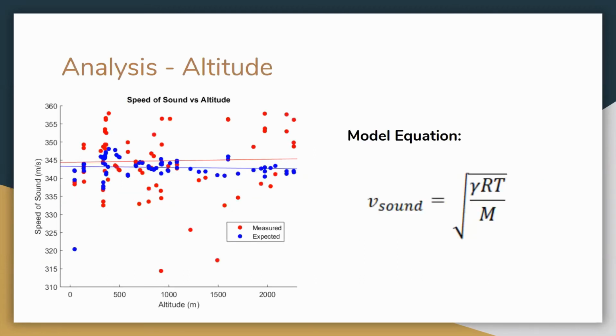This is the calibrated altitude graph. The speed of sound measurements are very scattered, and there appears to be no clear positive or negative correlation. This would imply that speed of sound is not dependent directly on altitude, a fact verified by the lack of an altitude term in our mathematical model.